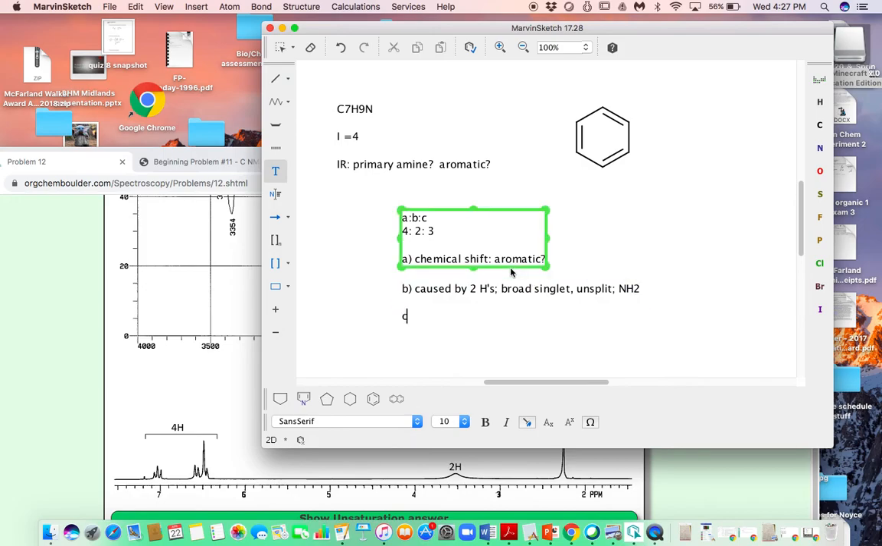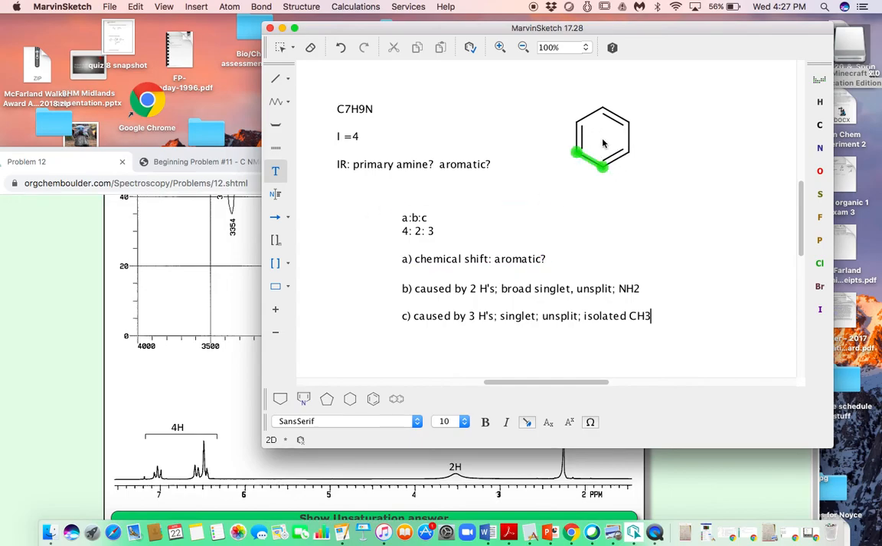And then signal C is caused by 3 H's, and it's a singlet. Again, meaning it's unsplit. Right? So 3 H's usually means CH3. So that's telling me I probably have a methyl group that's isolated. All right? So in essence, this is pretty simple.